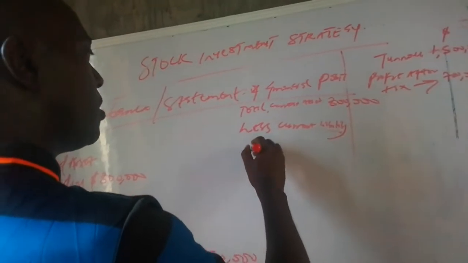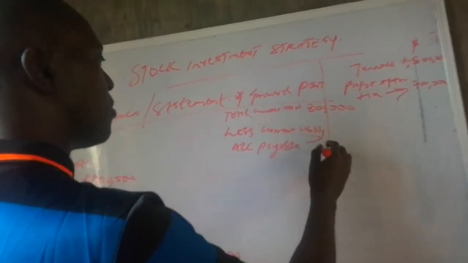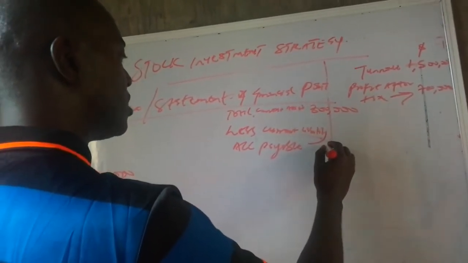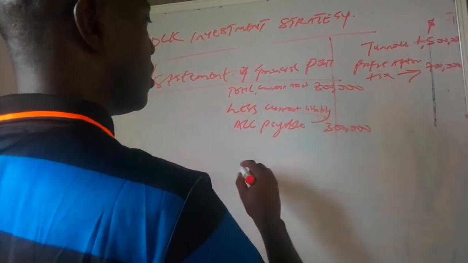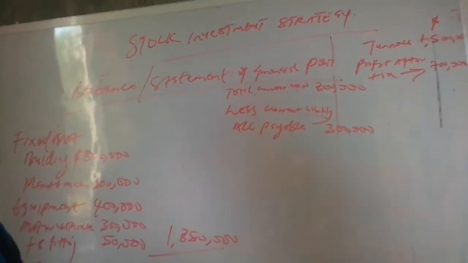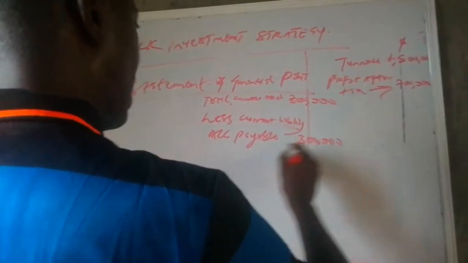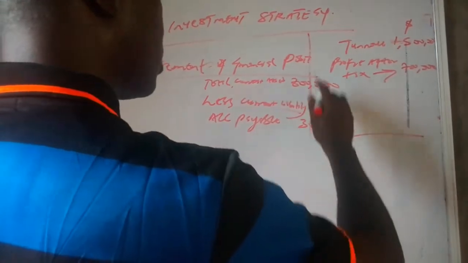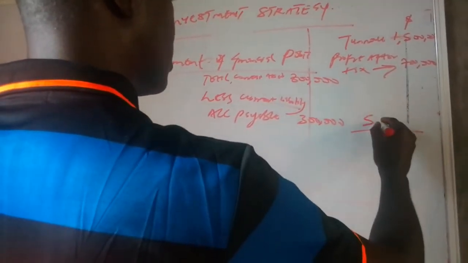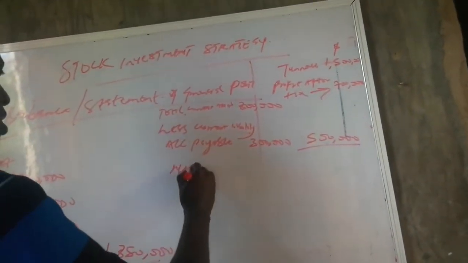So we have account payable. That's credit, or people that you are owing. We have it as 200,000, or 300,000. So the total current assets, 800,000 minus 200,000, will give you 500,000. So the net current asset will be 500,000.